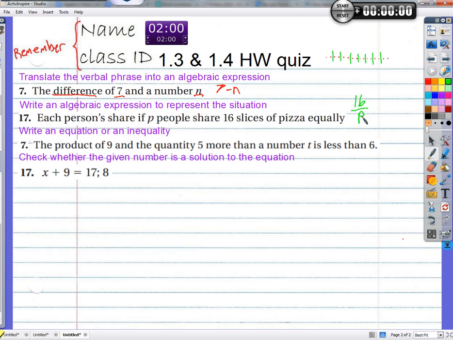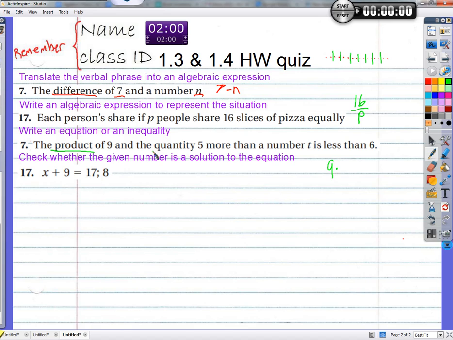Okay. I'm going to write an equation or inequality for this sentence here. I'm just going to break it down. Product. What does product mean? Multiply. So you're going to multiply something. Product of 9 and something else. So you multiply 9 by something. By the quantity. What does the word quantity mean? Amount.